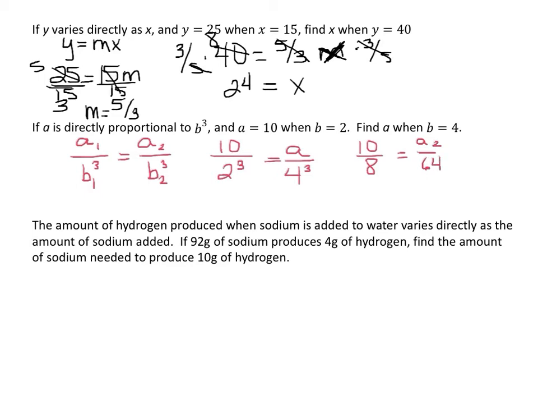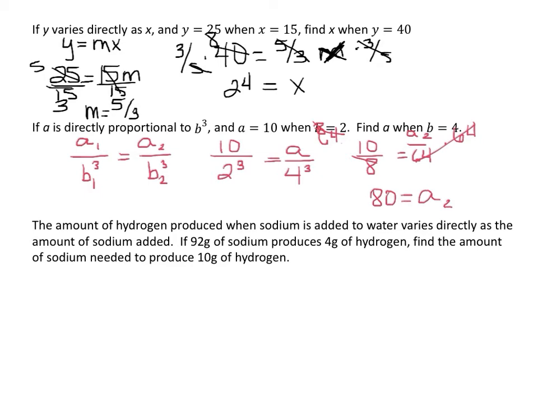And then using that idea of means extremes or clearing my denominators, however you want to think about it, you would multiply by 64 on both sides. That would leave you with A sub 2 on the right. This cancels, that becomes an 8. And the answer is now 80 is equal to A sub 2.